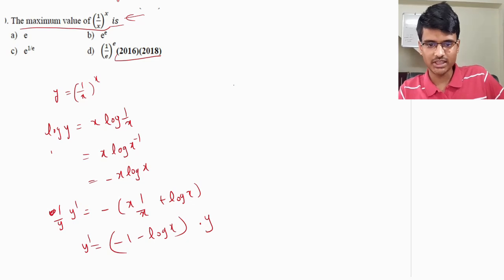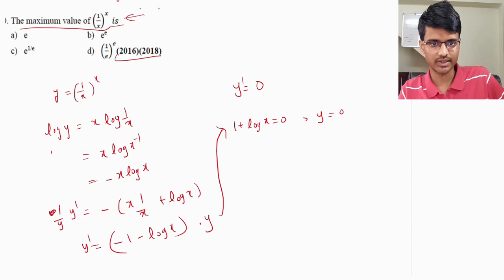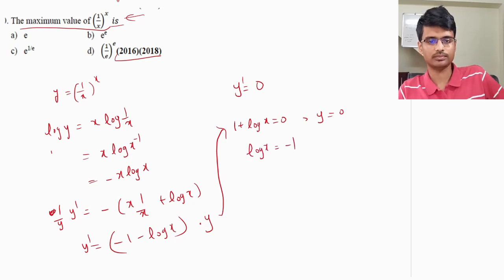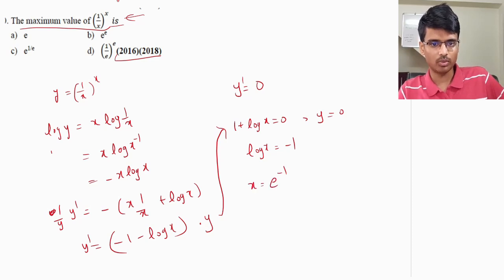If I put y dash equal to 0, so 1 plus log x equal to 0 and y is not equal to 0. From this I can extract this, right? So my log x equal to minus 1. Okay, when does that happen? For x equal to e power minus 1, right?